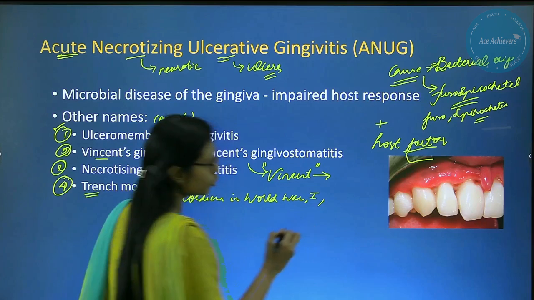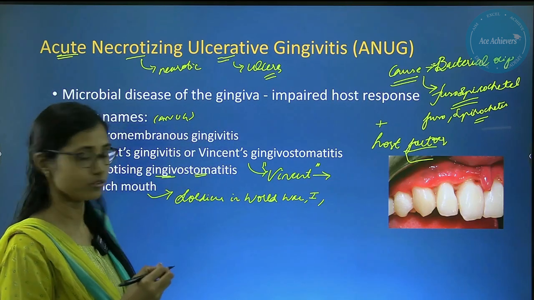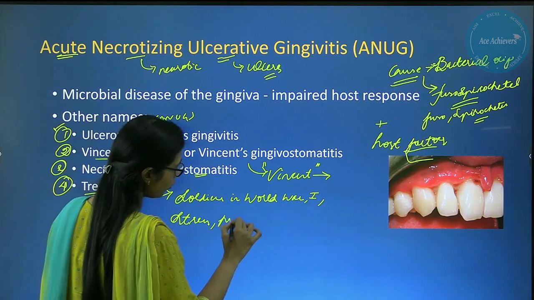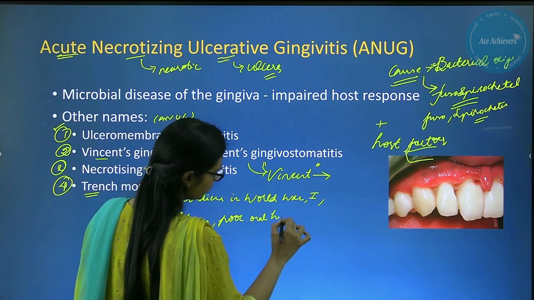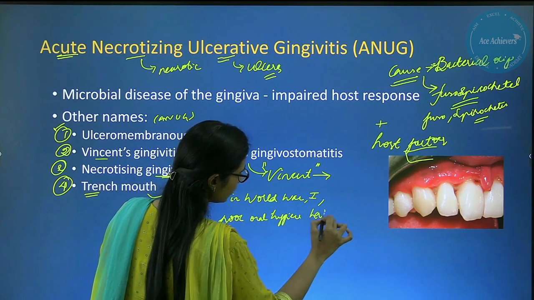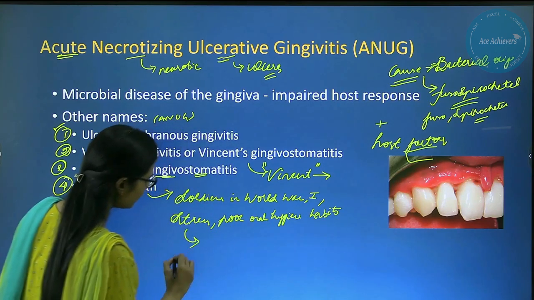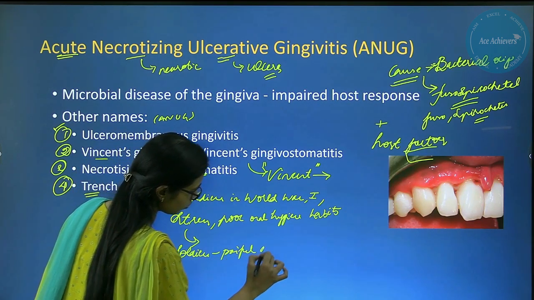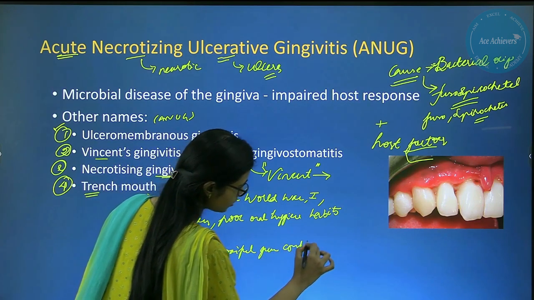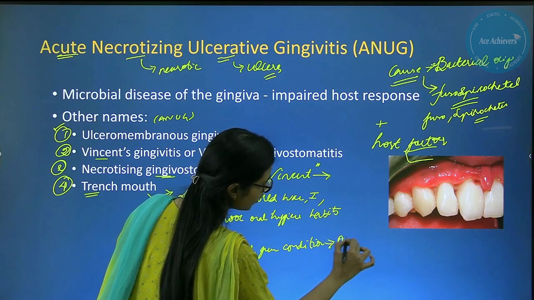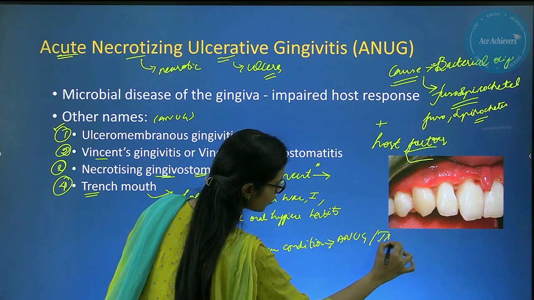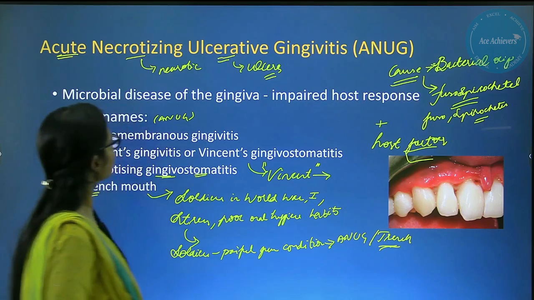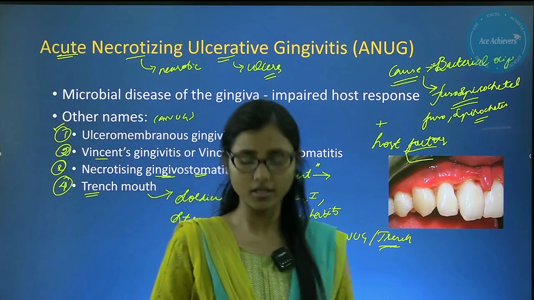During World War I, in the battlefield trenches, because of intense psychological stress and poor oral hygiene habits, these soldiers developed a painful gum condition called ANUG or trench mouth. So the term trench mouth was derived from this concept. These are some of the other names of acute necrotizing ulcerative gingivitis.